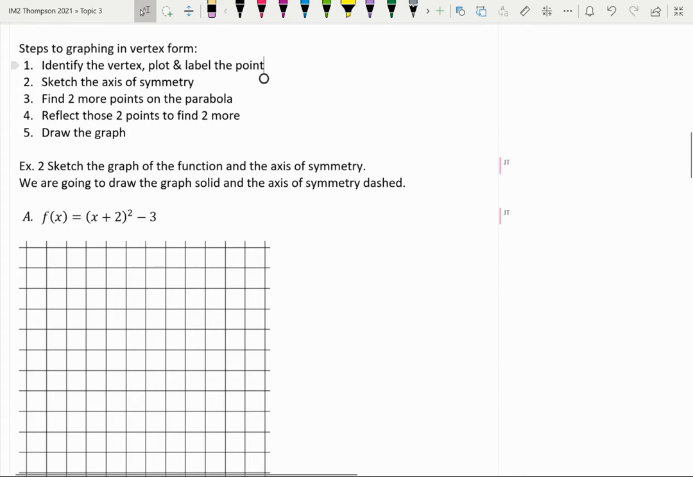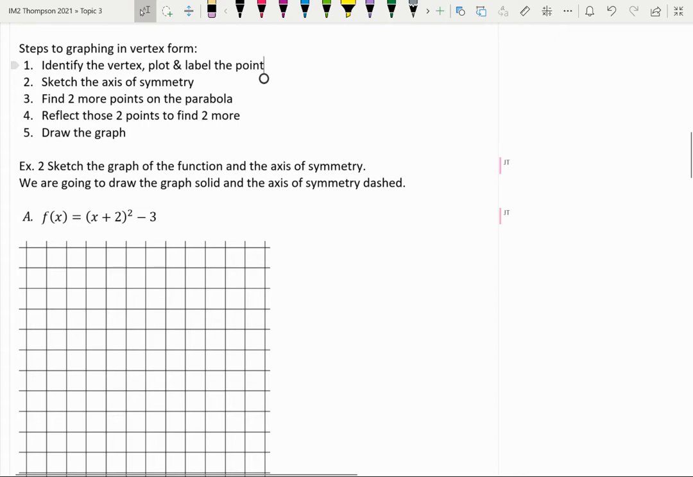All right. So we already talked about the steps to graphing in vertex form. Here they are for you again. 1, identify the vertex, plot and label the point. 2, sketch the axis of symmetry. 3, find 2 more points on the parabola. We're going to reflect those points to find 2 more points. We don't actually have to find 4. And then I'm going to draw the graph.